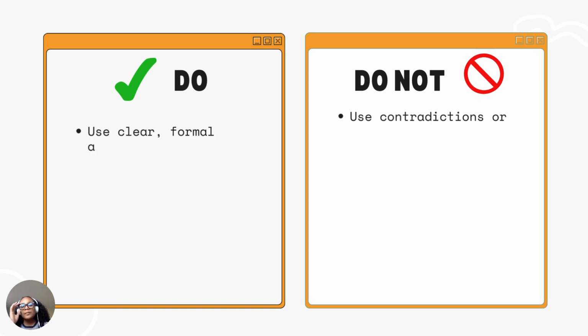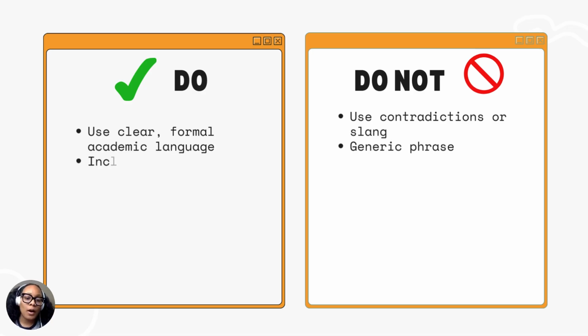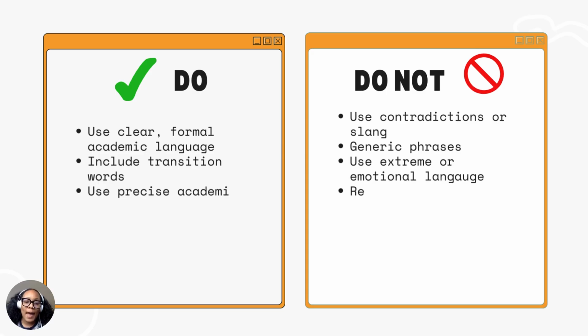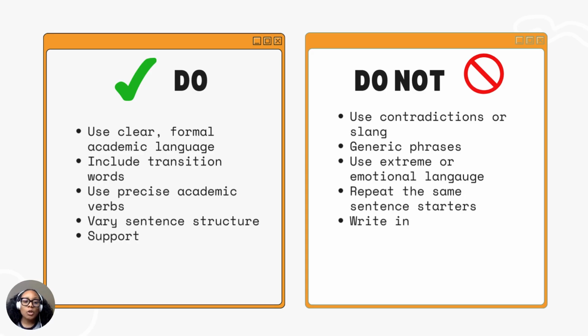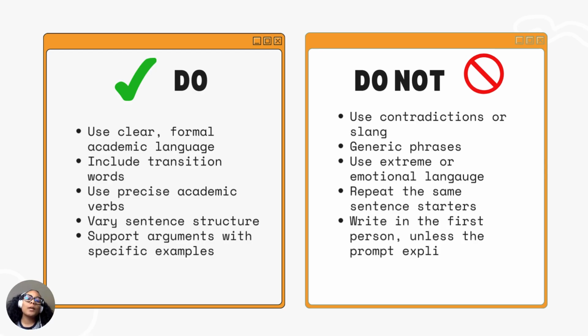So quickly, here are some do's and don'ts for your 4-part essay structure. You want to make sure that you do use clear, formal academic language. You want to make sure that you are including transitional words. You want to make sure that you use precise academic verbiage or verbs. You want to make sure that you have varying sentence structures. So don't make all of your sentences 5 words with a period. Try to break it up by using compound sentences. Use sentences with semicolons or em dashes. Try to have some variation in your sentence so that the reader doesn't get bored.